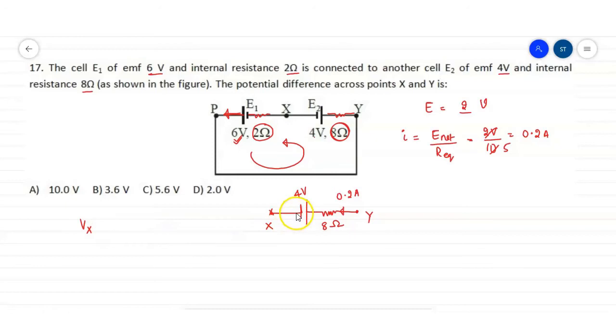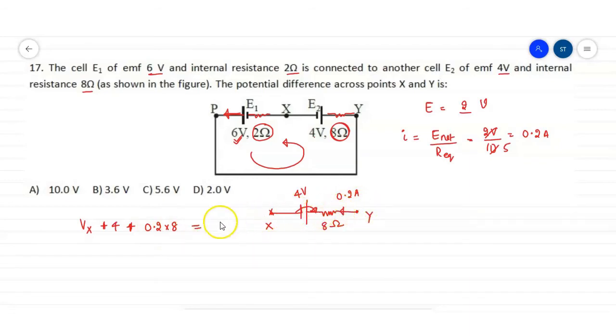After this we are going to cross a battery, moving from the negative terminal to the positive. So potential will be increasing again, plus 4. Again we are moving opposite to the direction of current, so potential will be increasing. So plus IR, where I is 0.2 and resistance is 8.